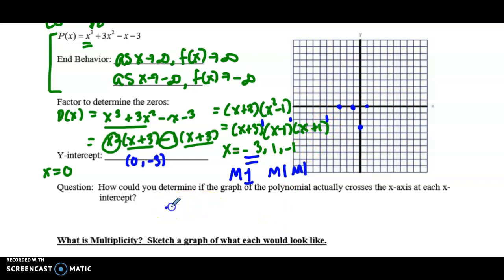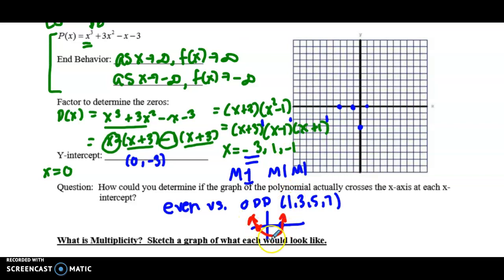Now, if something has an even versus an odd multiplicity, if we have a multiplicity of, say, 1, 3, 5, 7, whatever, when we have an x-intercept, your graph is going to shoot through those x-intercepts. So it goes through it, shoots through it, and keeps going. If we have even multiplicity, so 2, 4, 6, 8, then at that x-intercept we have something called a bounce point. That means it hits that x-intercept, bounces, and comes back up. Each of these is an odd multiplicity, so we're going to shoot through that x-intercept.